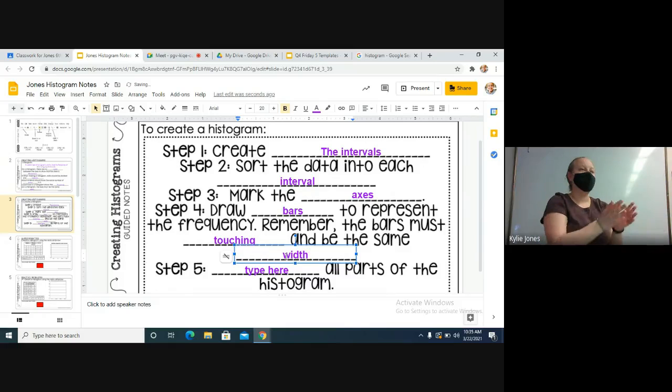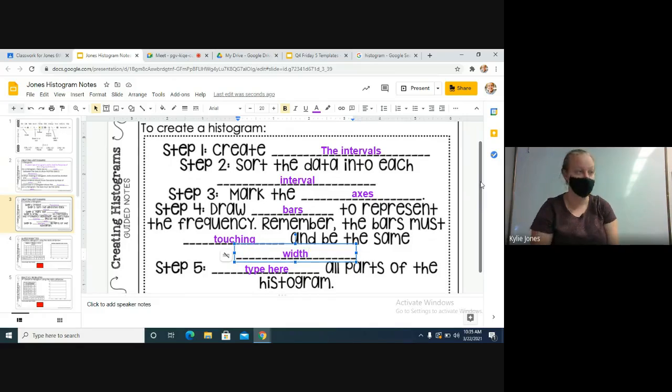Now, when I say width, do I mean the wideness of it or how tall it is? It's how wide it is, right? The height is going to change because there are going to be different numbers that go in each one. But the width of your bar, how wide it is, is going to stay the same no matter what. Okay? So after you sort them all out, then you draw your bars. And step number 5, label all the parts of your histogram.